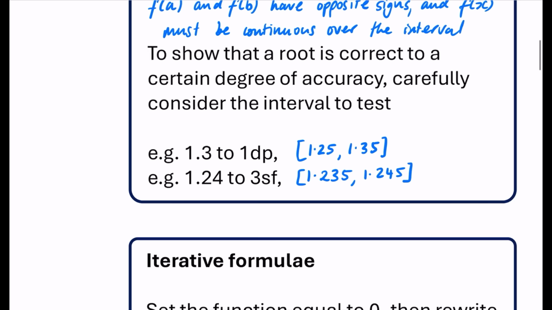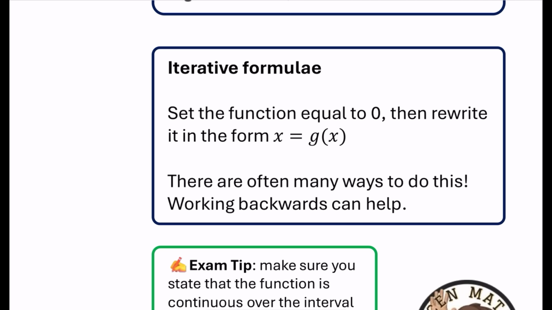Okay, we'll have a look at how you find an iterative formula as well. So if you want to find your own iterative formula, you set the function equal to 0 because you're trying to find a root, and then you rewrite it in the form x equals g of x. So you try and make one of the x's the subject, but it's still going to be in terms of x. And there are often multiple ways of doing this, and working backwards can help if it's a slightly trickier one.